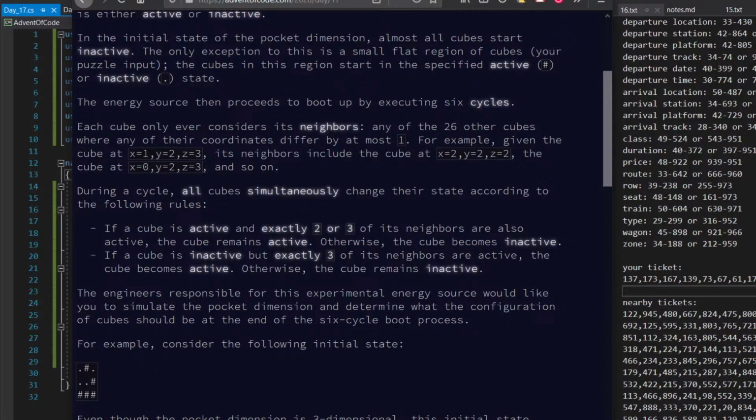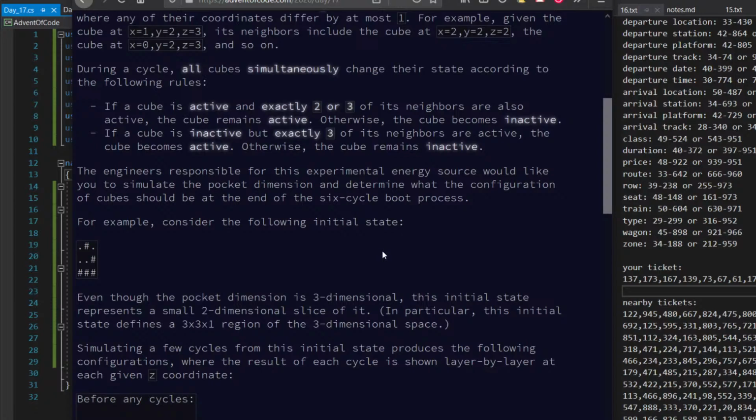Okay. During a cycle, all cubes simultaneously change their state according to the following rules. If a cube is active and exactly 2 or 3 of its neighbors are also active, the cube remains active. Otherwise, the cube becomes inactive. So this is similar to that seating problem, where depending on neighbors, something became occupied or unoccupied. If a cube is inactive but exactly 3 of its neighbors are active, the cube becomes active. Otherwise, the cube remains inactive. Okay.